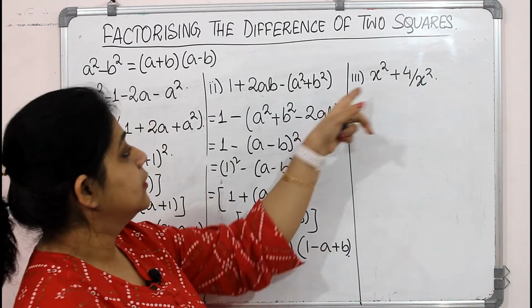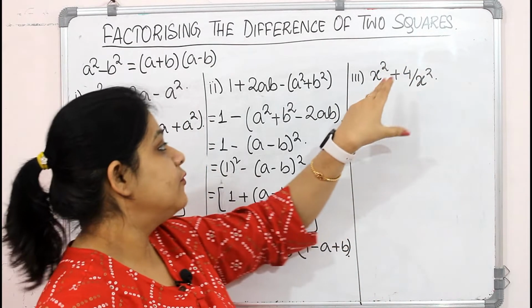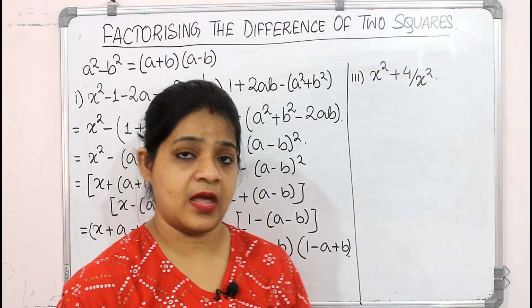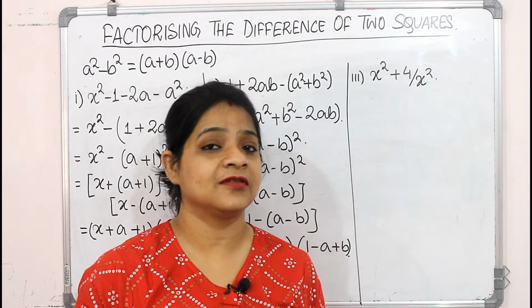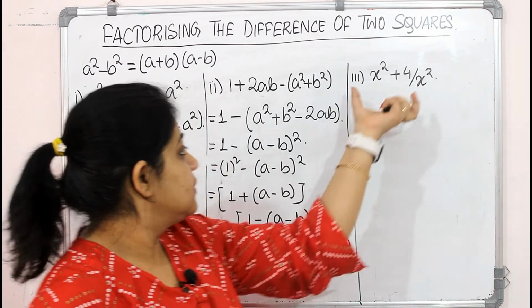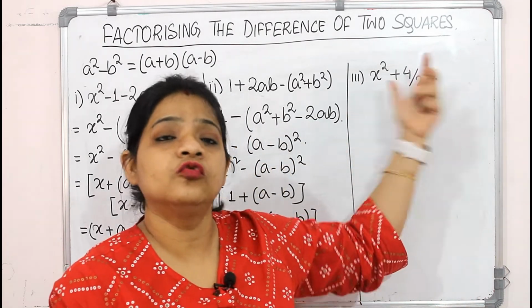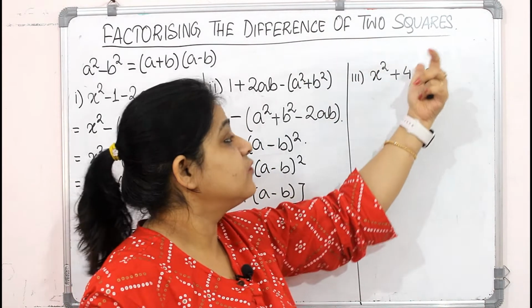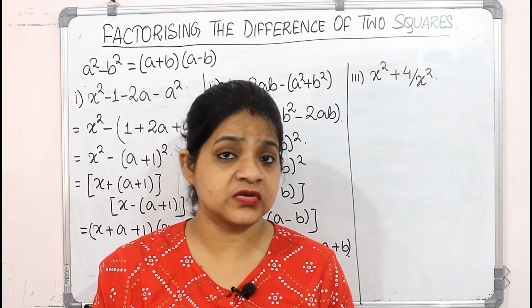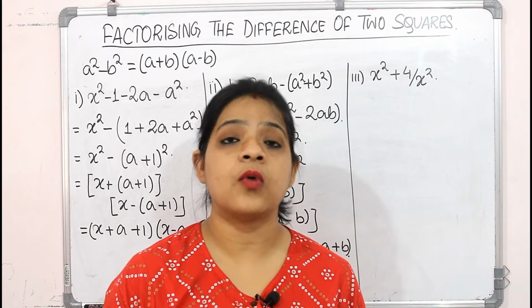Okay, now the third sum. So the third sum is a little bit different. If you see here, x square plus 4 by x square. Now you have to factorize it, or you have to make the difference of 2 squares. Now this does not seem to be a difference of 2 squares. This is a square, x square plus we can write 2 by x whole square, but in between there is a plus sign. So what to do?